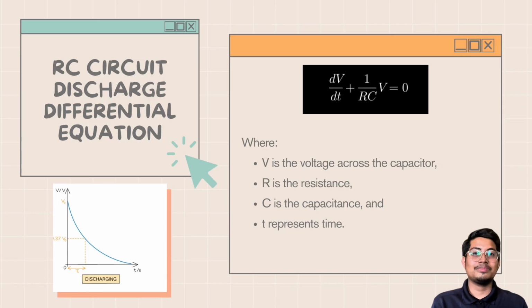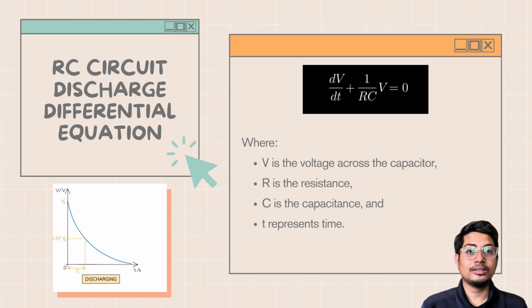Today, I will explain a real-life application of differential equations in an RC circuit. Specifically, I will discuss the equation that governs the voltage discharge of a capacitor over time. In an RC circuit, when a charged capacitor is allowed to discharge through a resistor, the voltage across the capacitor decreases exponentially. The relationship between the voltage V and time t is given by the following first-order differential equation.